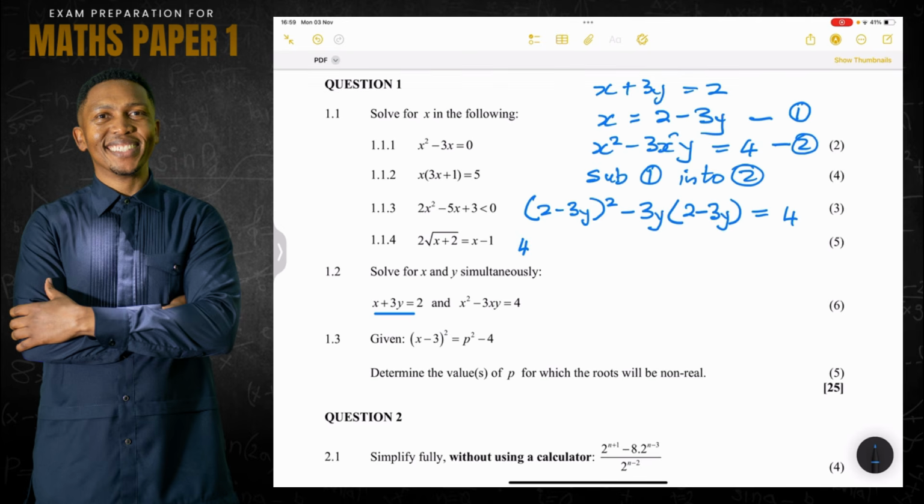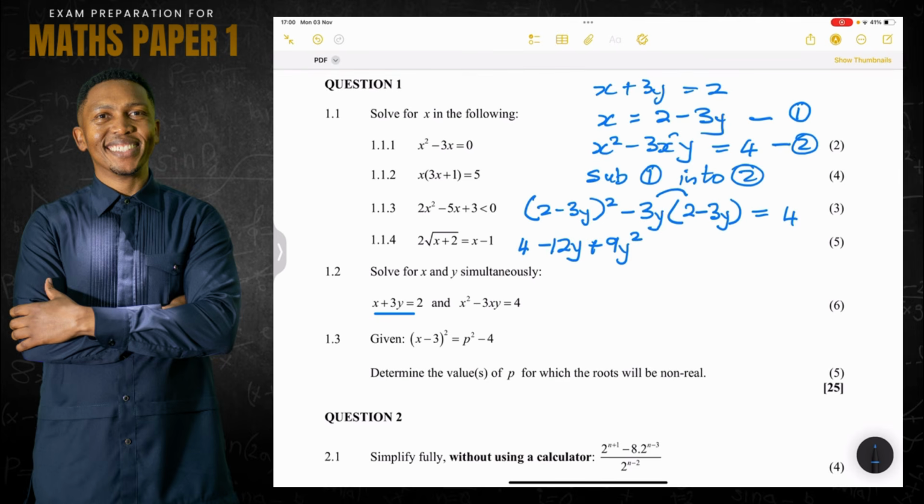All right, now let's expand this. So this is going to give us 4. That's 2 squared. Now remember, whenever I square brackets, for the middle term, it's going to be the first term multiplied by the second term multiplied by 2. So that's 2 multiplied by negative 3y, right? That's going to be minus 6y times 2, which will give us minus 12y. Okay, right? And the last term will be minus 3y squared, which is going to be plus 9y squared.